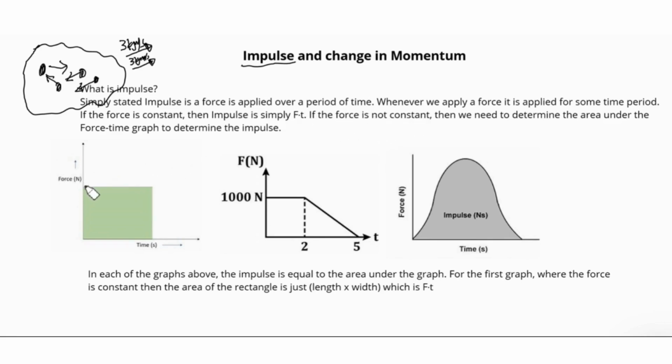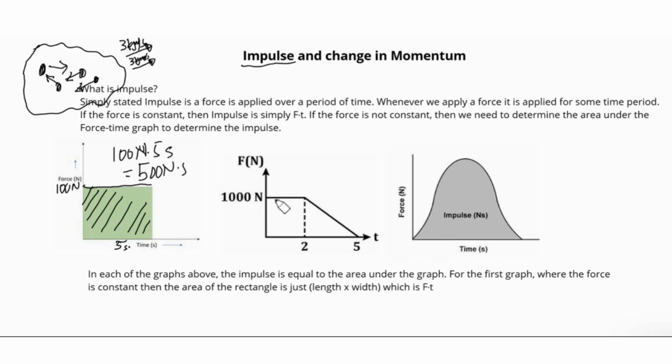So the force is constant, just like this, and this is the time over which it's applied. Then if this was, say, 100 newtons, and this was 5 seconds, then the area under the graph would be 100 newtons times 5 seconds. Just the area of a rectangle, and that gives me 500 Newton seconds. So that would be the impulse applied in this case.